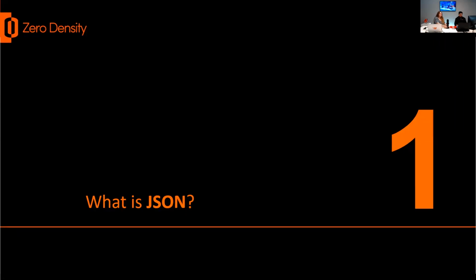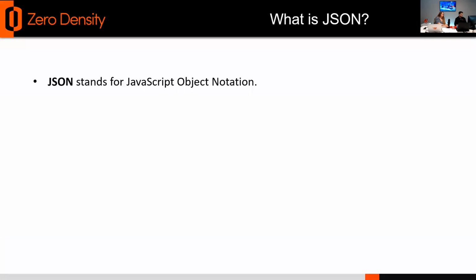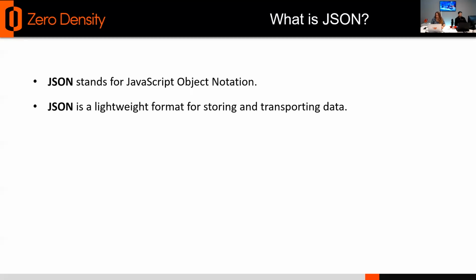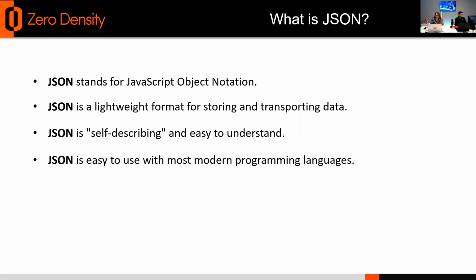First thing first, what is JSON? JSON stands for JavaScript Object Notation, and it is a lightweight format for storing and transporting data to and from any application on the web. JSON is self-describing. That's why I like it, because I am a designer without any programming experience, but I learned it in just 4 or 5 days. So it is self-describing and easy to understand. JSON is easy to use with most of the modern programming languages. Every programming language has some sort of built-in JSON libraries and functions.